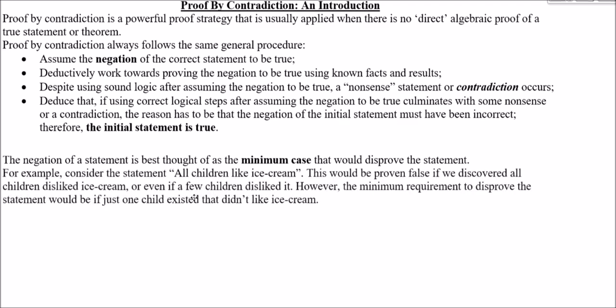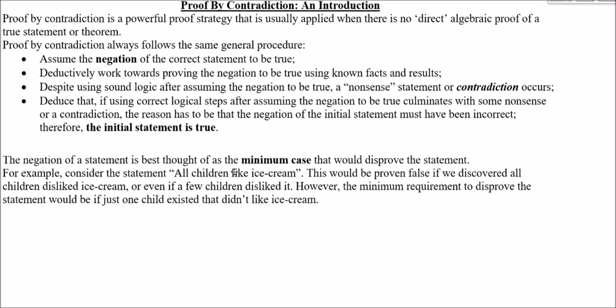So consider the example, all children like ice cream. Pretty much virtually all do, of course, myself included. But not everyone does. So this would be proven false if we discovered all children disliked it. It's tempting to think maybe a negation is all children don't. However, you could prove this statement wrong if just a few children disliked it, because if a few don't like it, that doesn't mean all do. But the bare minimum requirement to disprove it would be if just one child existed that didn't like ice cream.